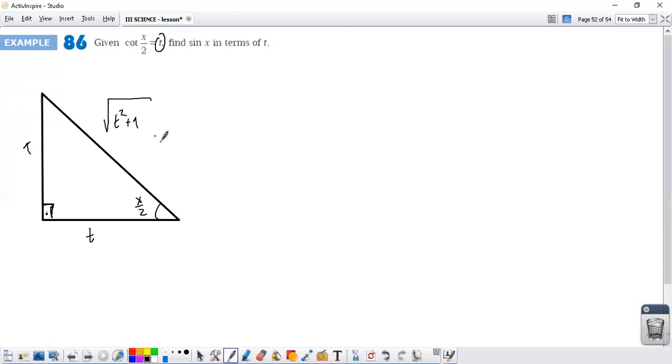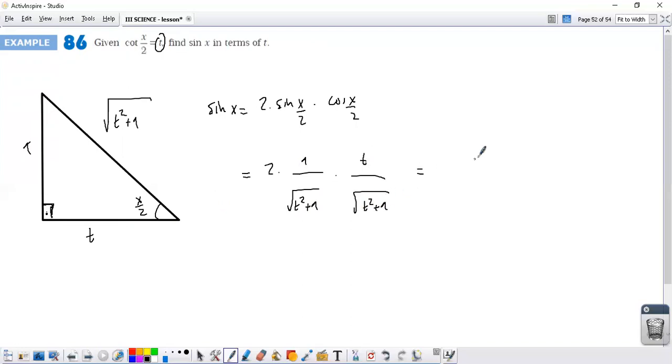Okay. From the double angle formula for sine, we have sine x is equal to 2 times sine x over 2 times cosine x over 2. And what is sine x over 2? Opposite over hypotenuse, which is 1 over root t squared plus 1, times cosine x over 2, adjacent over hypotenuse, so it's going to be t over root t squared plus 1. And we have 2 times t divided by t squared plus 1. Okay.